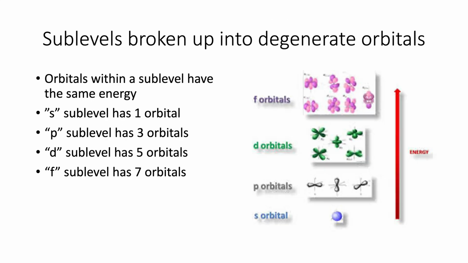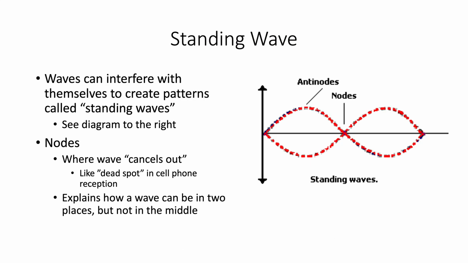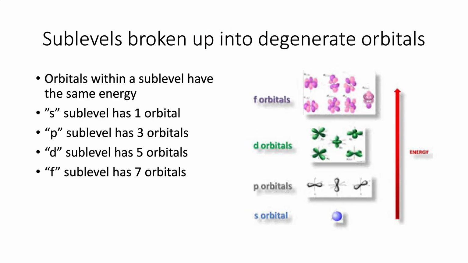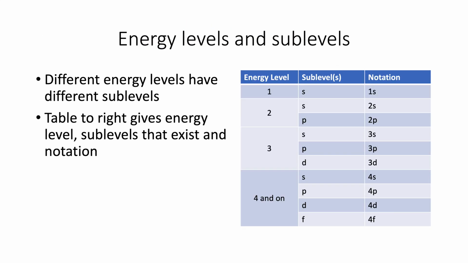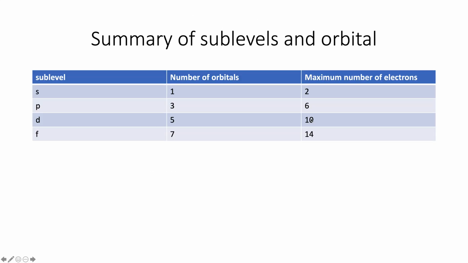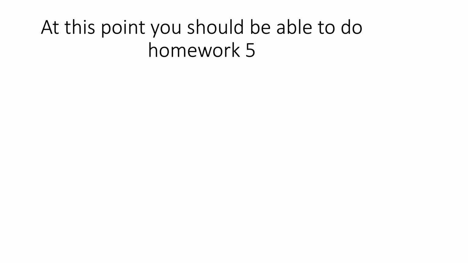Let me just back up to here. No, here, sorry. There. Okay, the energy levels are 1, 2, 3, and 4. The sublevels are S, P, D, and F, and then the notation that goes with that. And then remember, going to the next slide, the S sublevel can have 1 orbital, the P's can have 3, the D's can have 5, the F's can have 7, and any orbital can have 2 electrons. At that point, you should be able to do homework 5.